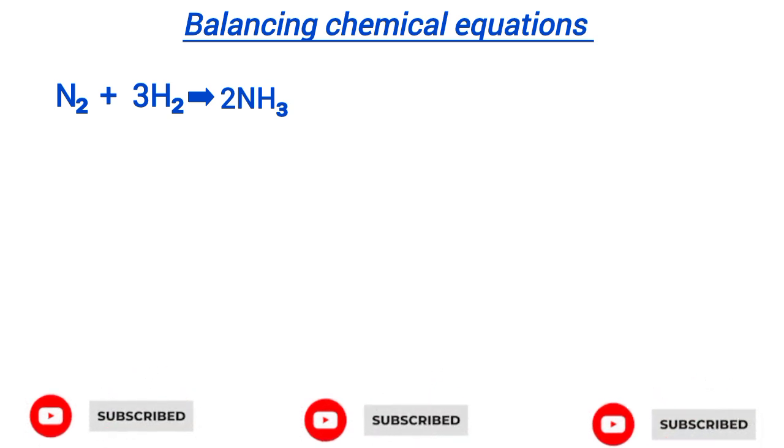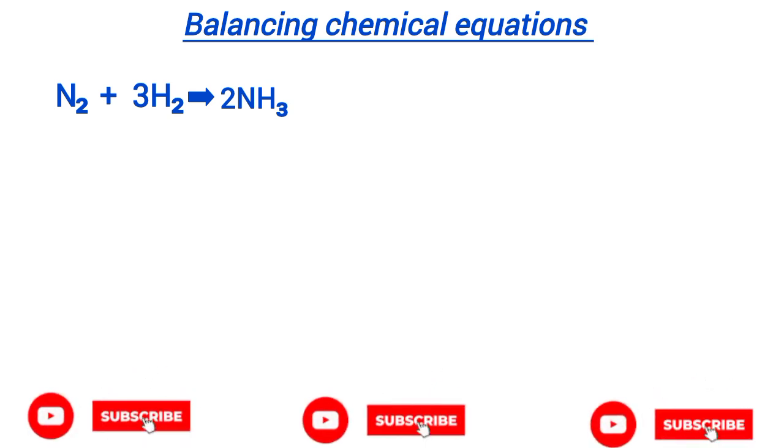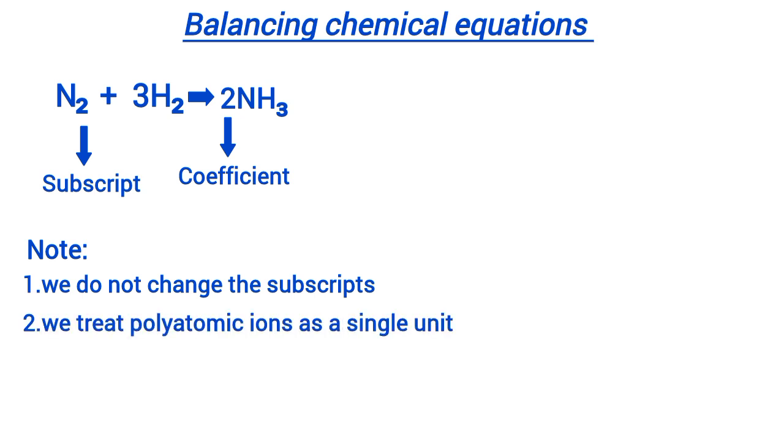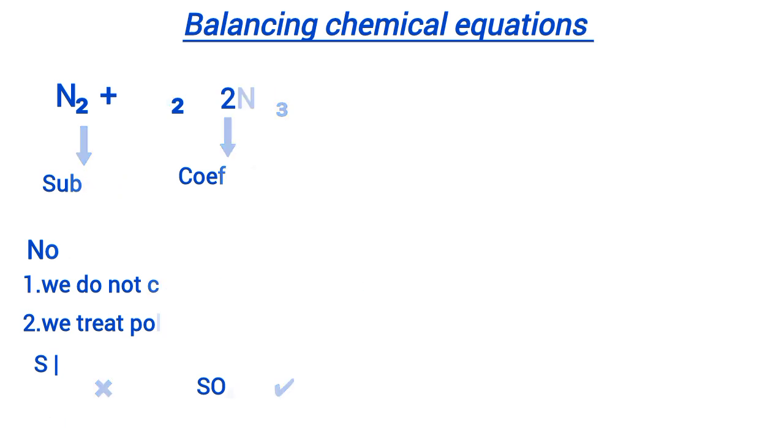When balancing chemical equations, here are some things to note. 1. We do not change the subscript. Only the coefficient is changed. The subscript remains the same. 2. We treat polyatomic ions as a single unit. For example, say we have an SO4 on both sides of the equation. We do not separate the sulfur from the oxygen. Rather, we treat them as a single unit.